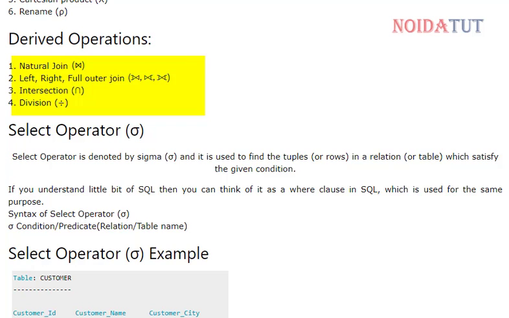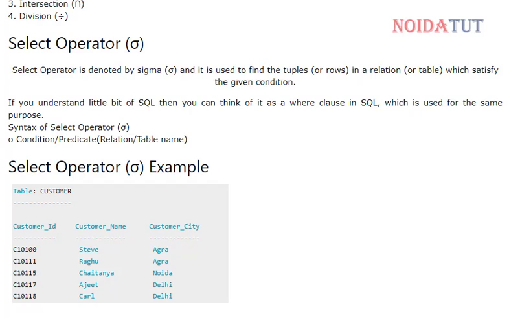Now in our further chapters, let us start with the select operator, whose symbol you can see. The select operator is denoted by sigma and it is used to find the tuples or rows in a relation which satisfy the given condition. If one has to understand what it is about, think of the where clause in SQL, which is used for the same purpose.